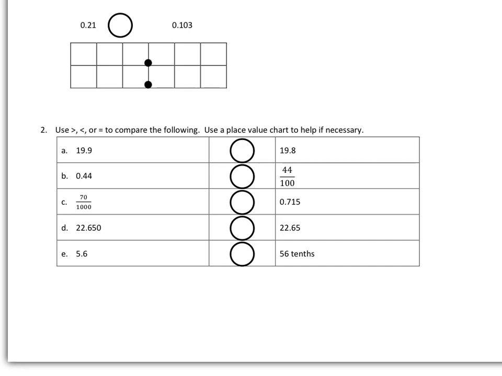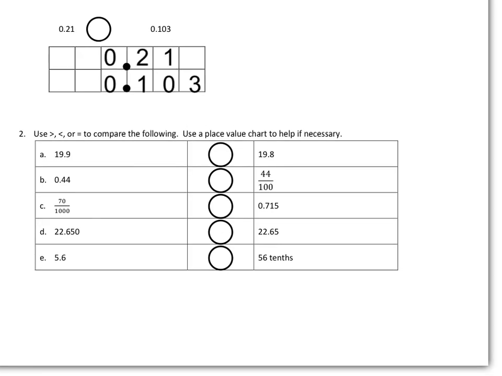The first number says 21 hundredths. The second number says 103 thousandths. Let's write the numbers on the line right now. Let's compare the numbers going from left to right. Starting in the ones place, both numbers have a 0. So we have to go to the decimal and then to the right of the decimal to the tenths place. In the tenths place we have a 2 and a 1.